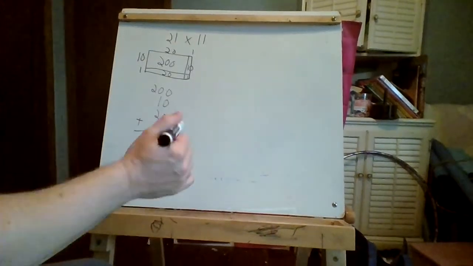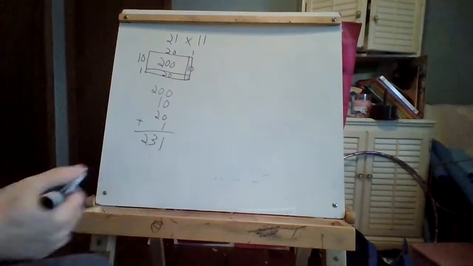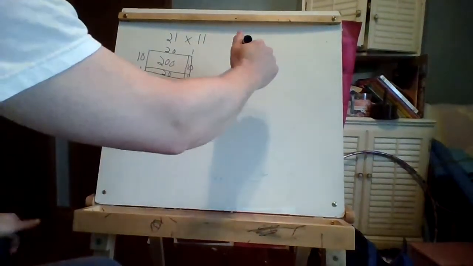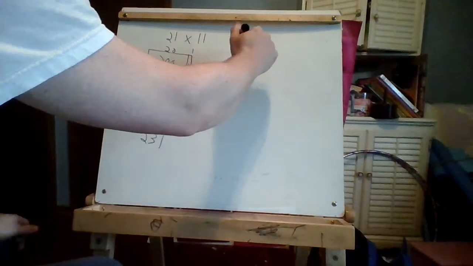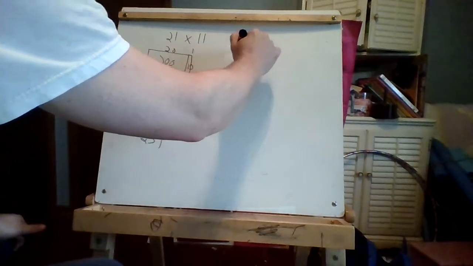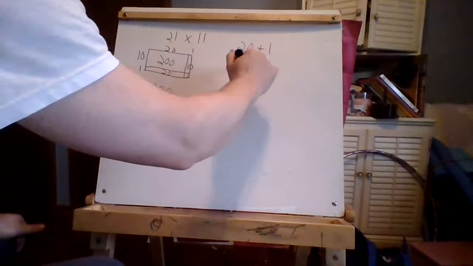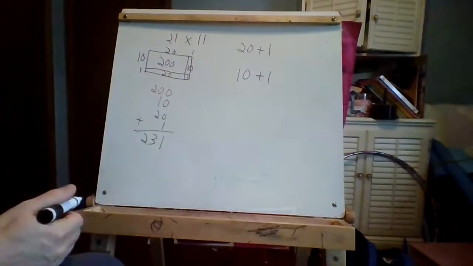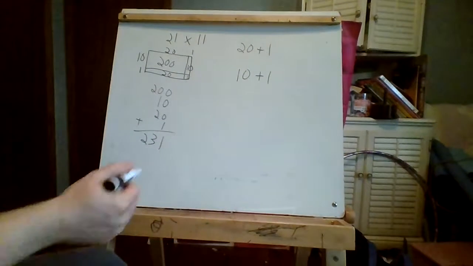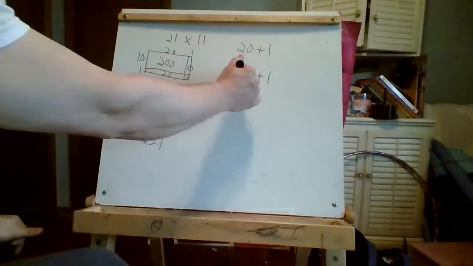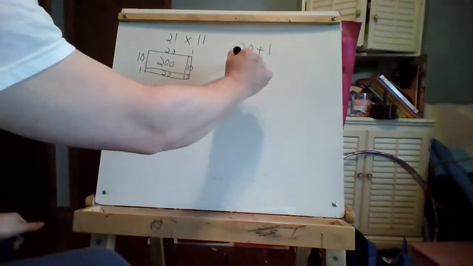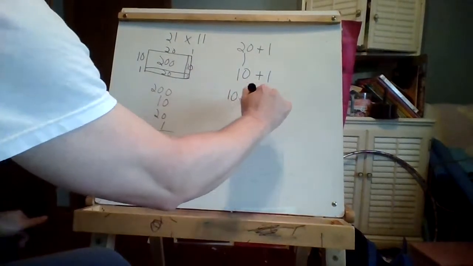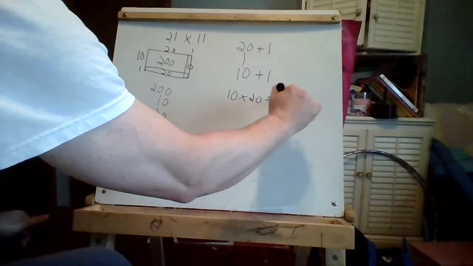And another way to do it would be, if we're doing 21 times 11 with partial products, and kind of the bow tie method that they're talking about, I would write this down as 20 plus 1 times 10 plus 1. And this is kind of what they are doing on theirs. So you're doing 10 times 20. That's going to equal 200.